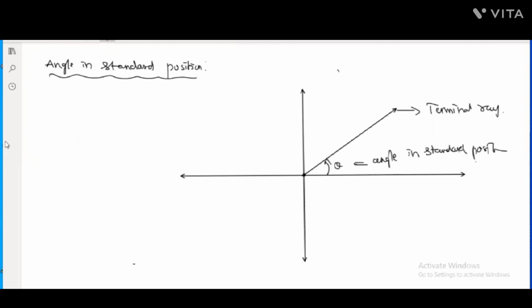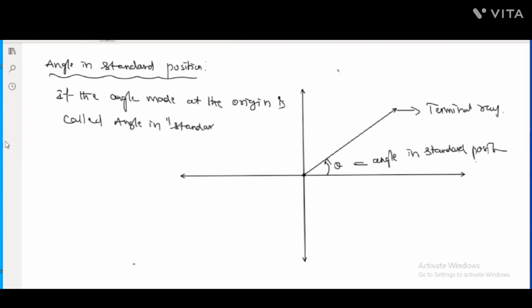Next, I will write the definition here to understand it. If the angle is made at the origin, it is called an angle in standard position. This is how we can define it in the simplest way to remember.